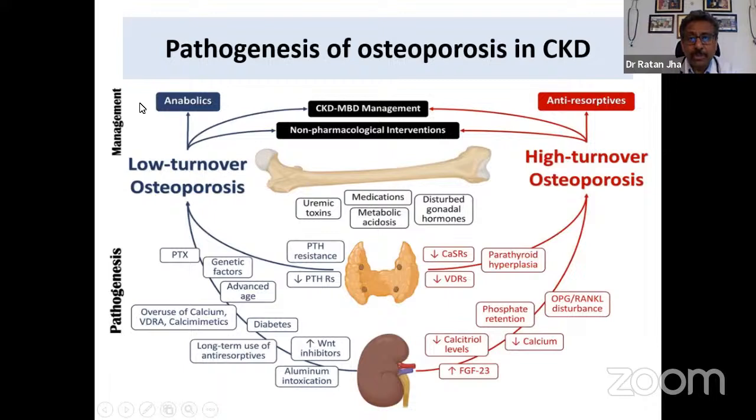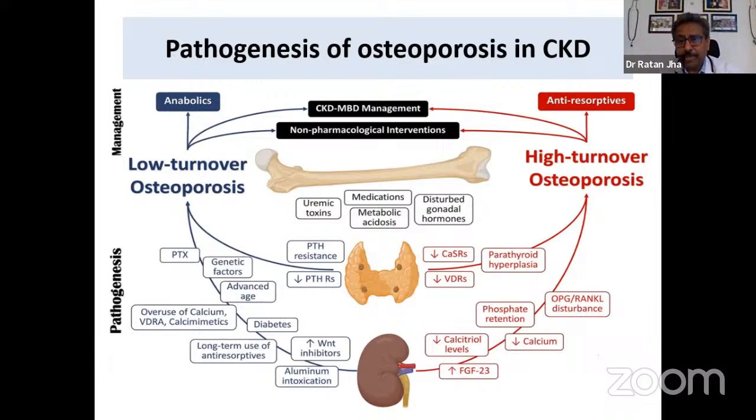So the pathogenesis of osteoporosis in CKD is shown in this slide. There are two spectrums. One is the low turnover osteoporosis spectrum, the other is called the high turnover osteoporosis spectrum. In the low turnover spectrum, basically this is a deficiency of parathyroid hormone, which is because of either parathyroidectomy or PTH resistance or suppression of PTH by certain drugs, age, diabetes, aluminum intoxication, and increased WNT inhibitor levels in the blood. So this could be because of various factors, the commonest being parathyroid deficiency or parathyroid resistance with aging and diabetes.